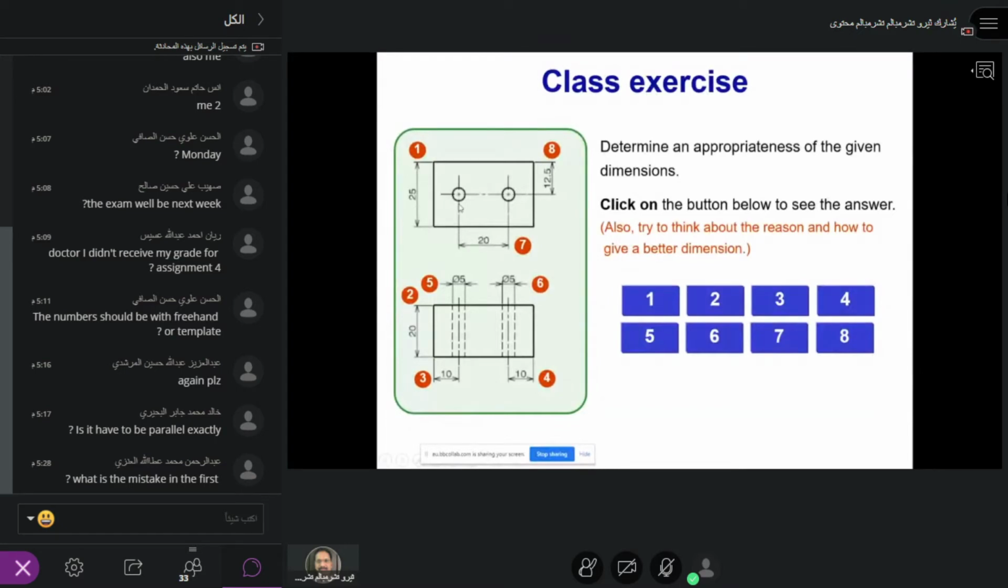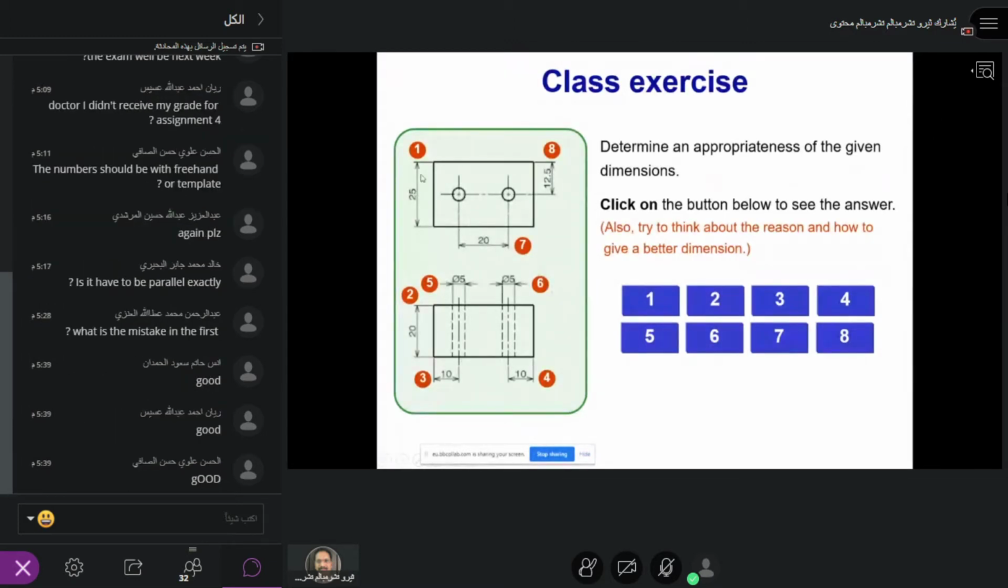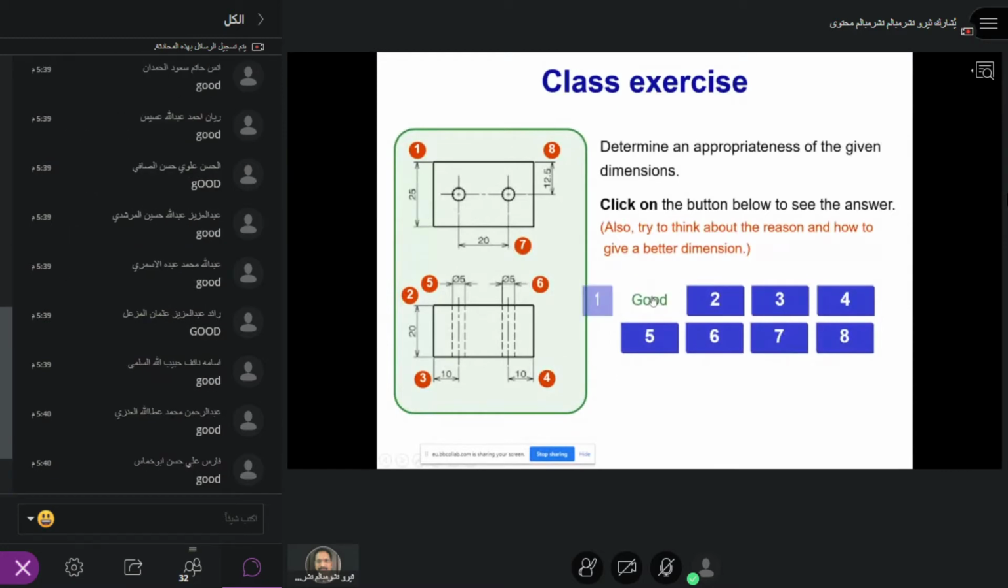Okay, please everyone, I don't know how many of you answer. Keep your message ready. I'm asking you whether the number one question is good or bad. Just put good or bad. One, is it good or bad? One is good. What about two? Two is also good or bad? Two is good. Okay, good.